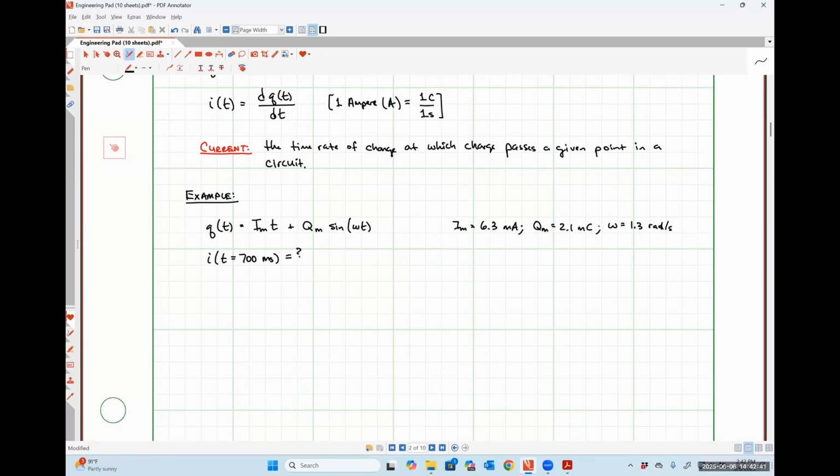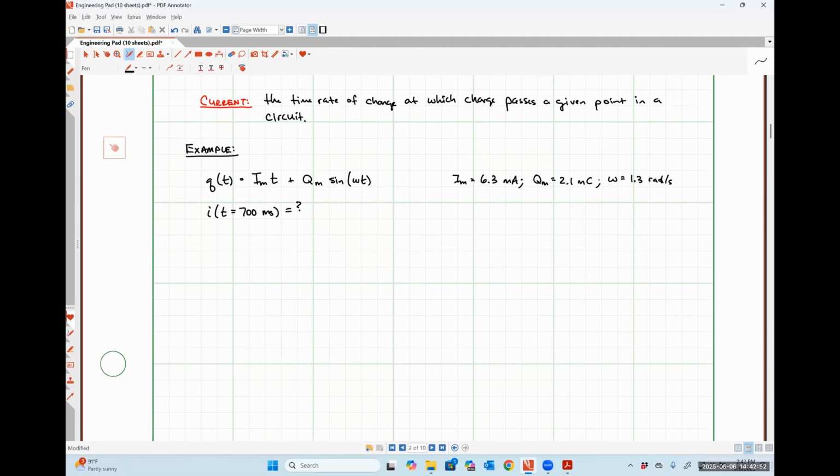So from our definition above, we know that if we want to calculate our current, we simply need to take the derivative of our charge relationship, okay? So I of t is just dq by dt, or the derivative of Im times t plus, goodness gracious, that is not a q, qm sine of omega t.